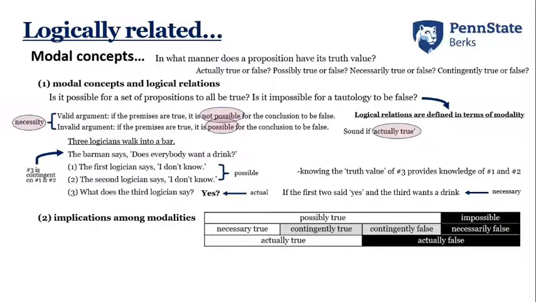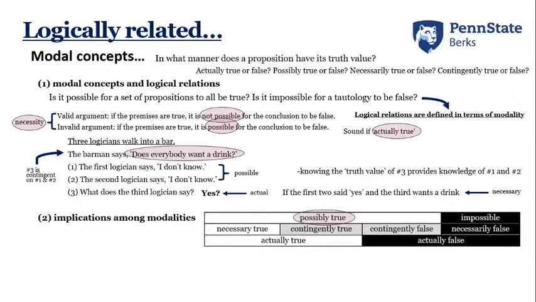All right. Now, the implications of all of this. Here's the grid. Our choices are it's possibly true or it's impossible. And if it's possibly true, it could be necessarily true, contingently true, or contingently false. If it's impossible, it's necessarily false. If it's necessarily true or contingently true, it still has the capability of being actually true. If it's contingently false or necessarily false, it will be actually false.